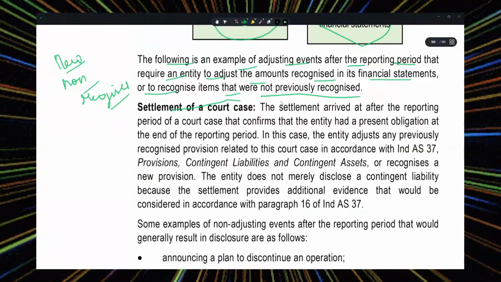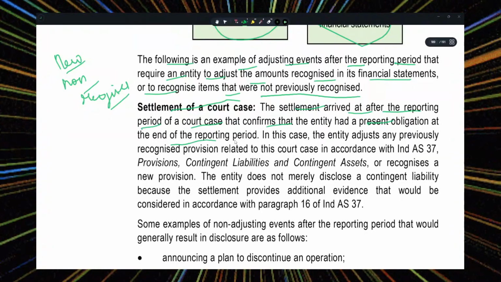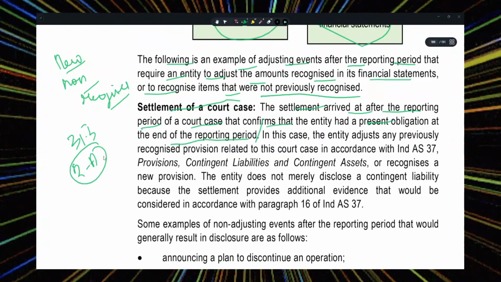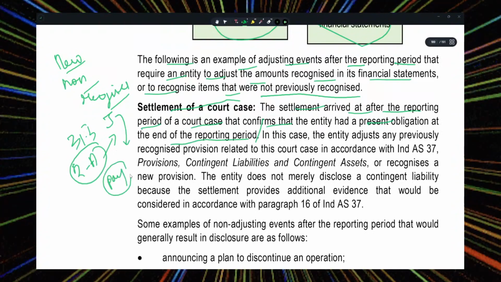Settlement in court case. What is that settlement? The settlement arrived after the reporting period of the court case, and it confirmed the entity has a present obligation at the end of the reporting period. On 31st March, there is no judgment. But on 2nd April, I received a judgment. That judgment states you need to pay this much. So on 31st March, there is no legal liability.